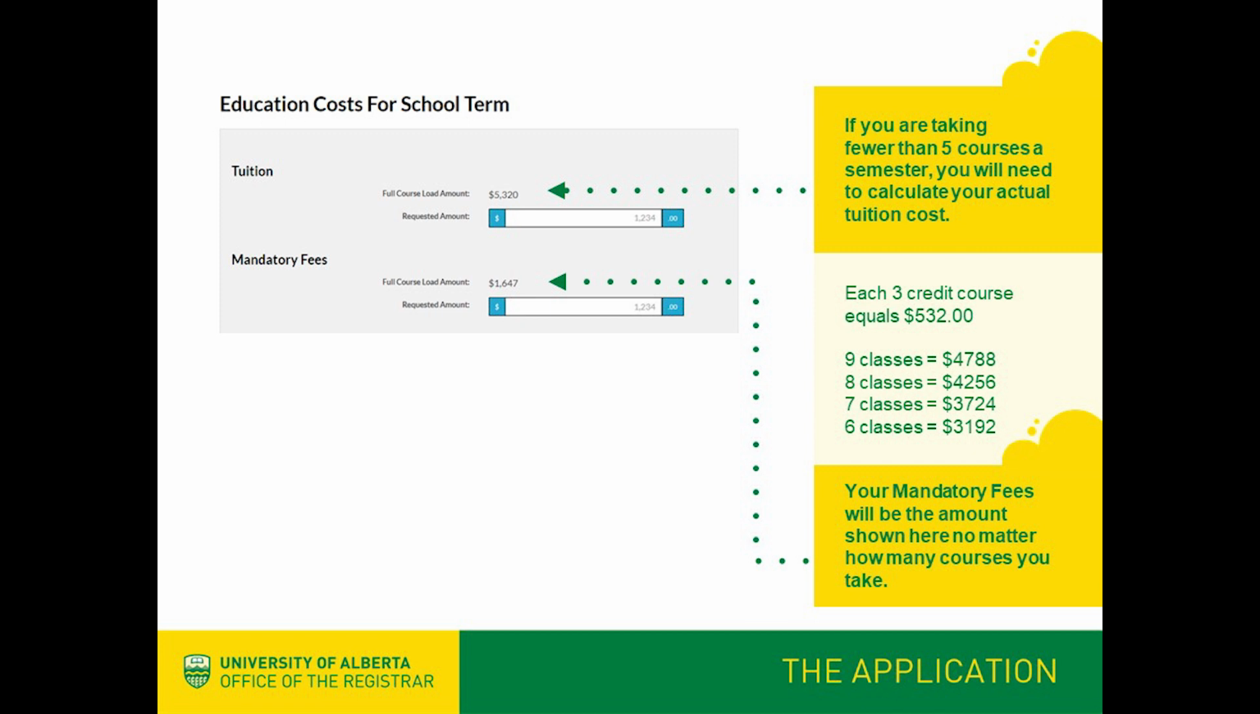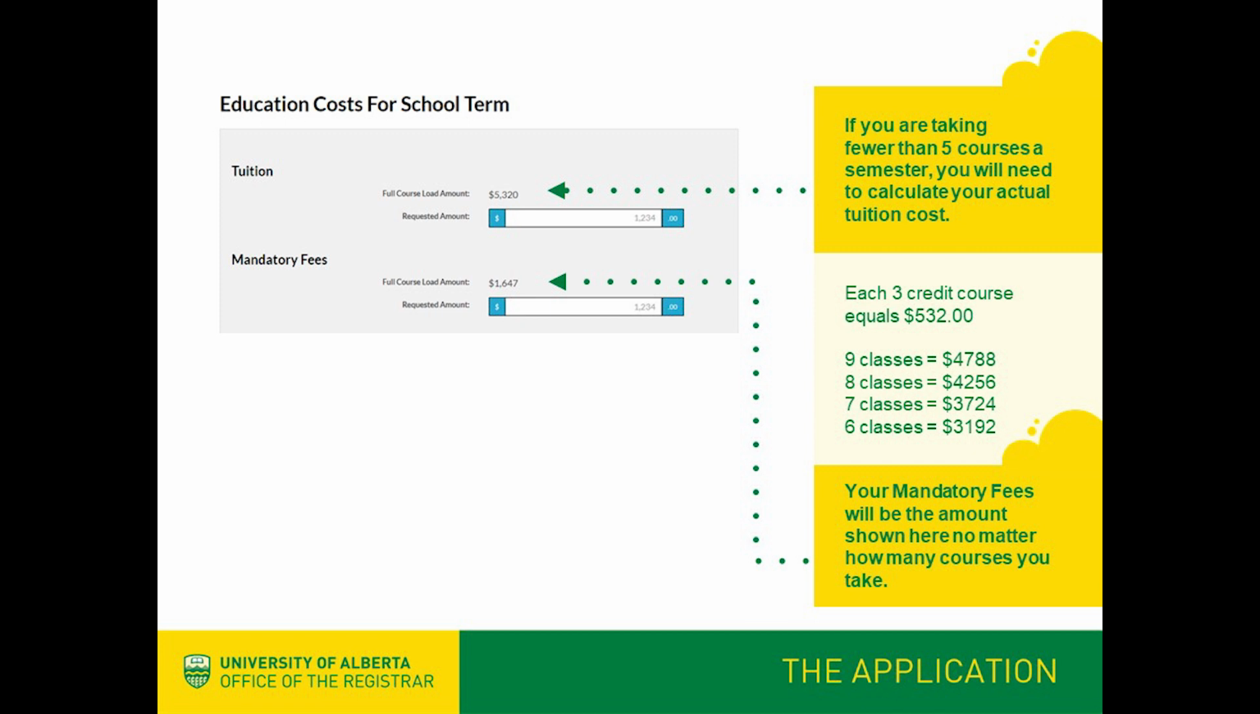If you're taking a full course load, and for most undergraduate students this is 5 courses a semester, you will just go ahead and write down the full course load amount in the requested amount white box. If you're in a program that does not allow you to choose a number of courses you want to take, simply write down the full course load amount, for example, engineering or medicine, nursing or pharmacy. You will only need to do the math if you're taking fewer than the full course load amount.